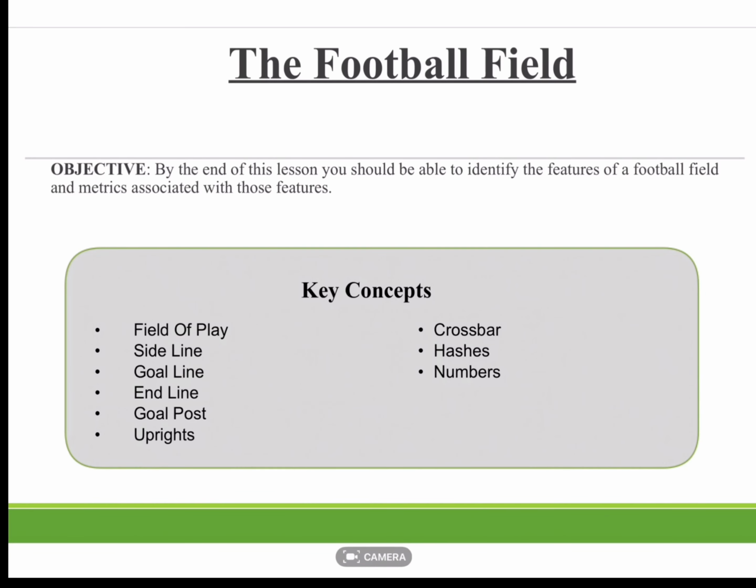Your objective for this lesson is that you should be able to identify the features of a football field and the metrics associated with those features. Okay, here are your key concepts: field of play, sideline, goal line, end line, goalpost, uprights, crossbar, hashes, and numbers. If at any time you need more time than I'm allowing here on these clips, please pause the video and use your time.